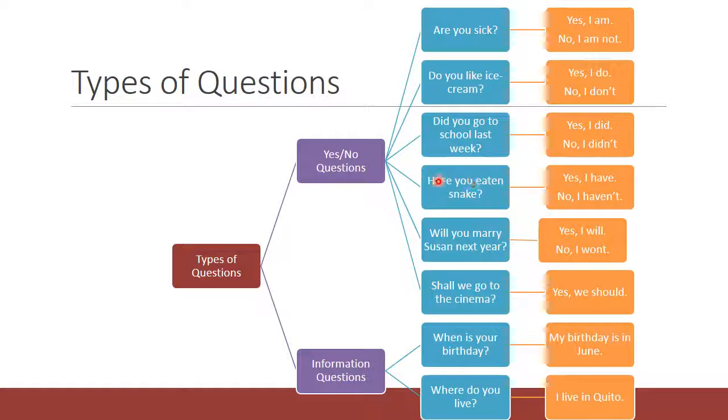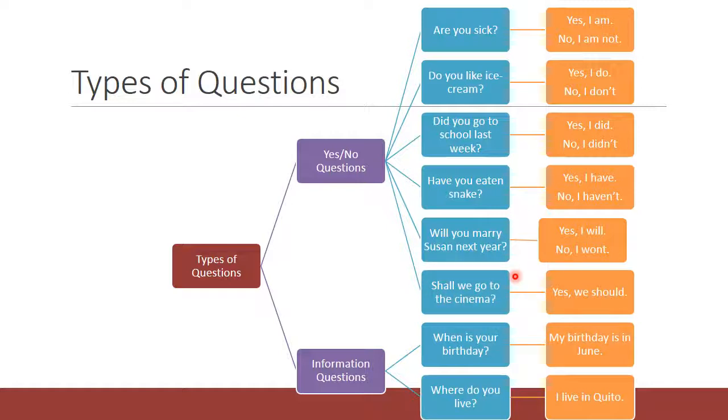Have you eaten a snake? Using the present perfect. Yes, I have. No, I haven't. Will you marry Susan next year? Yes, I will. No, I won't. Now we're using the modal verb will to talk about the future. Shall we go to the cinema? Yes, we should. Here we're using shall.